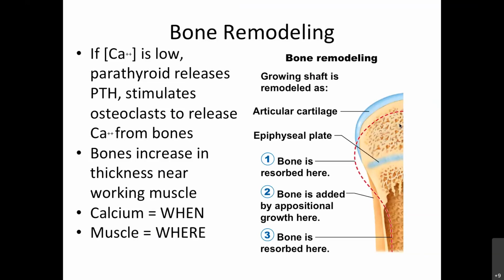So when blood calcium gets low, the parathyroid is going to release parathyroid hormone. And this is going to turn on those osteoclasts, to release the calcium from the bones. So that's the role calcium can have. And again, muscles can help us increase our bone thickness. So blood calcium concentration tells us the when of bone remodeling, especially when we're talking about destroying bone. And the muscles tell us where. Where do we need to add more bone? So low calcium will tell us take away bone. Muscle action and muscle exercise will tell us add some bone here. We need more bone.